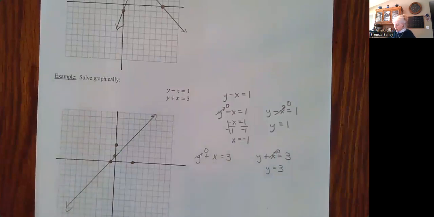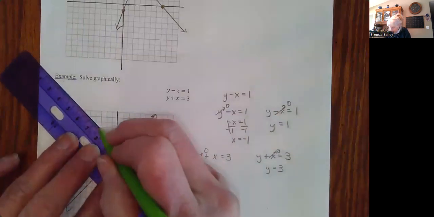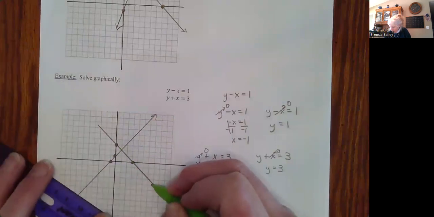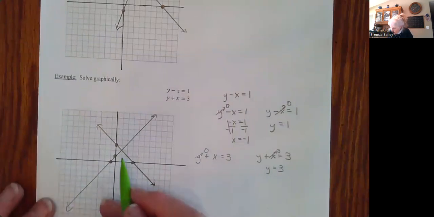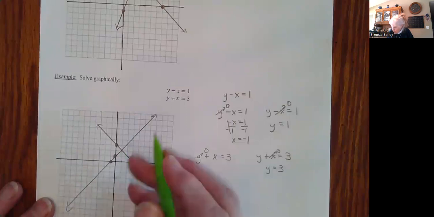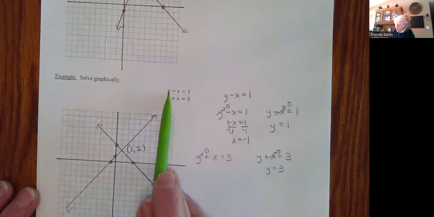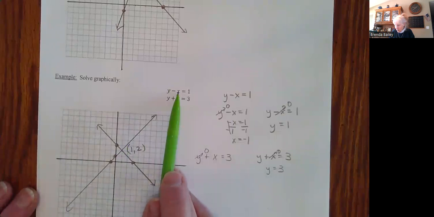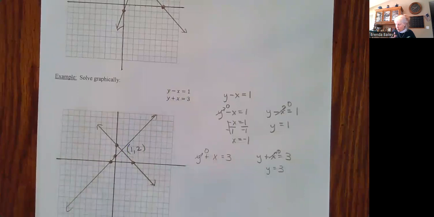So when we connect it up here, the ordered pair that works in both equations seems to be the point 1, 2. So if you were to put 2 for the y, because y is 2, we're checking it. 2 minus 1 is 1. 2 plus 1 is 3. So it works in both equations, and this is a graphical solution.